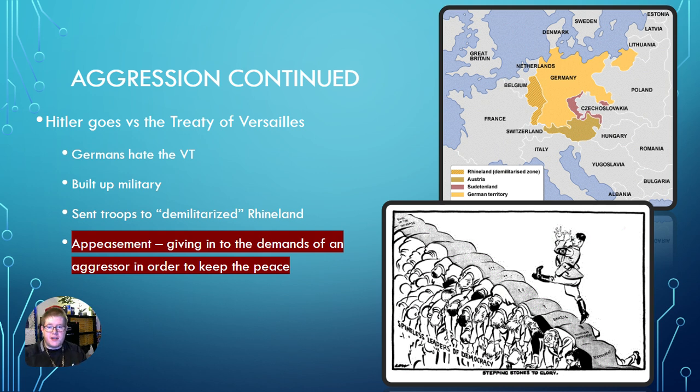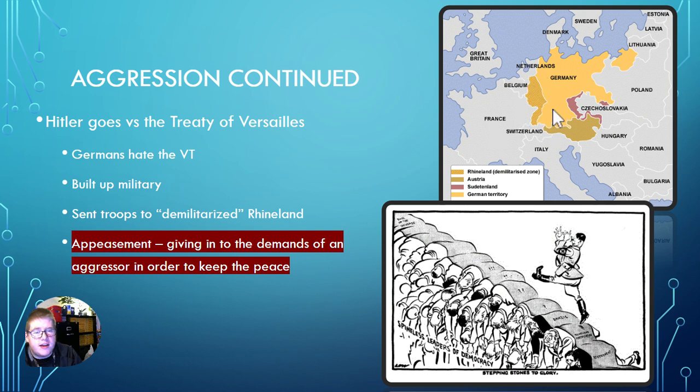So Hitler goes against the Treaty of Versailles, mainly because the Germans hate the treaty. They didn't agree with it, they were forced to sign it, and take blame for a war they did not start. Well, one of the things in there was a severe limitation on their military size. They build up their military. They then send their troops into the demilitarized Rhineland, which, if you're looking at the map up in the corner, if I remember correctly, it is this tan-ish bit between France and Germany.